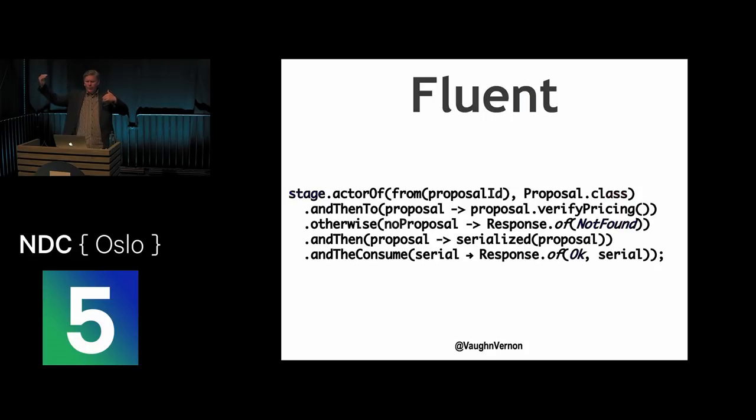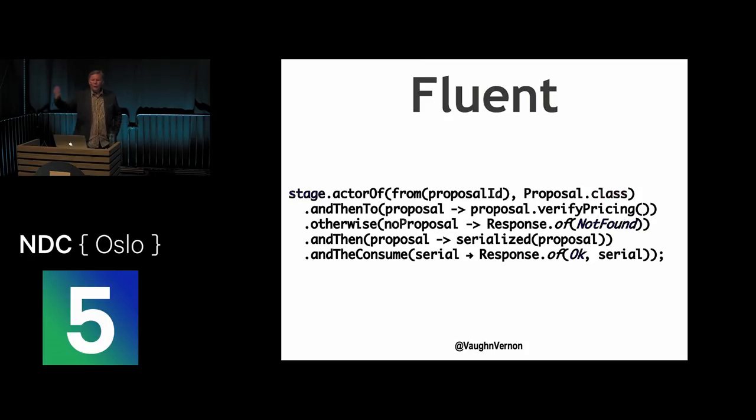While the proposal is being looked up, this code right here is not using a thread. Another component is consuming a thread for a moment just to find that actor. But when that actor is found, this will be given a thread again at some future point, and then the proposal verify pricing will be executed. Otherwise, if we didn't find that proposal, we're going to provide a response of not found, so a REST behavior. But if we did find the proposal and verify pricing, we're now going to serialize the proposal so that we can send a part of it back as a response of okay, a piece of this proposal object that has some meaning to the client.